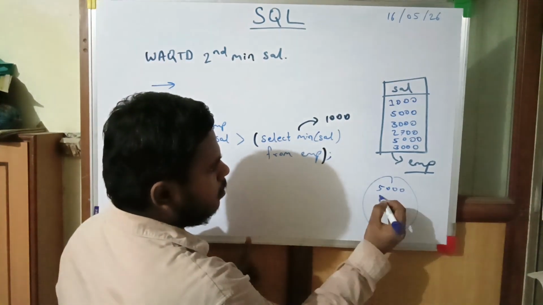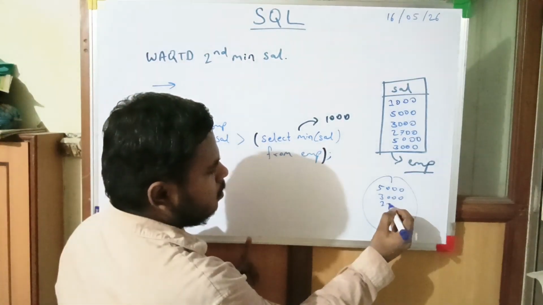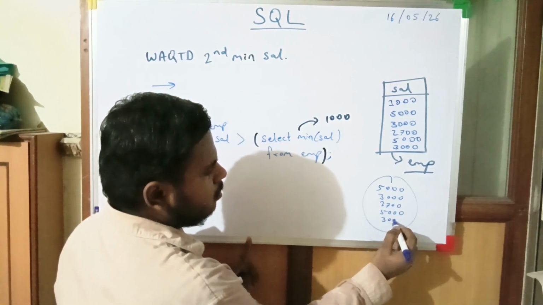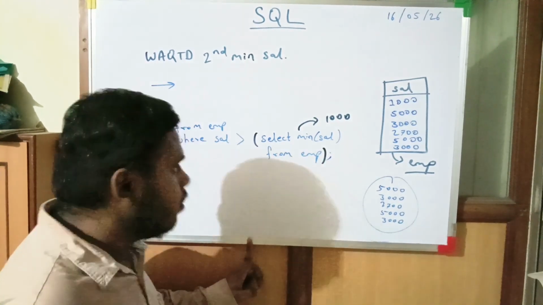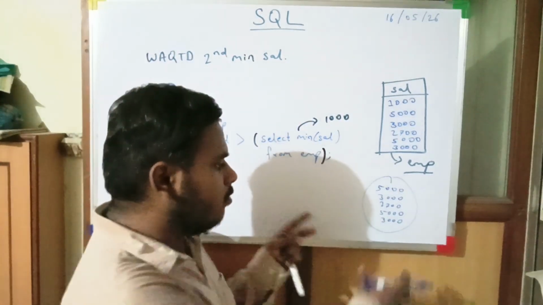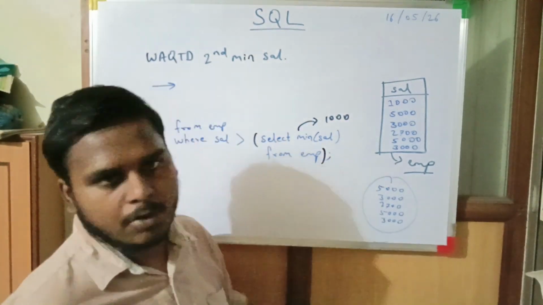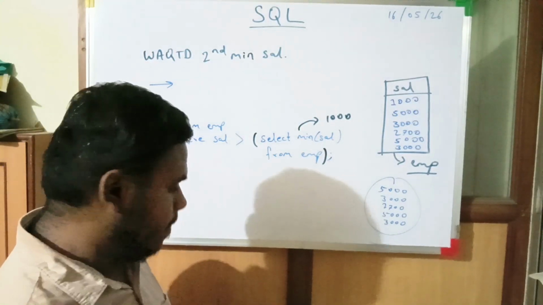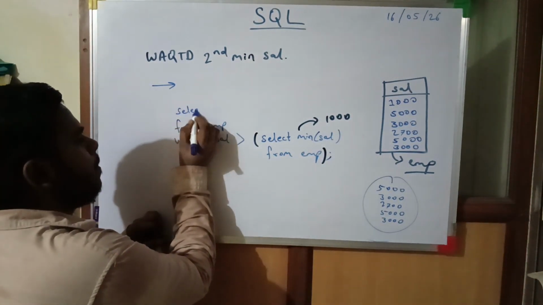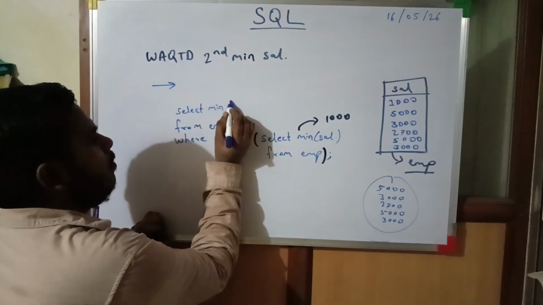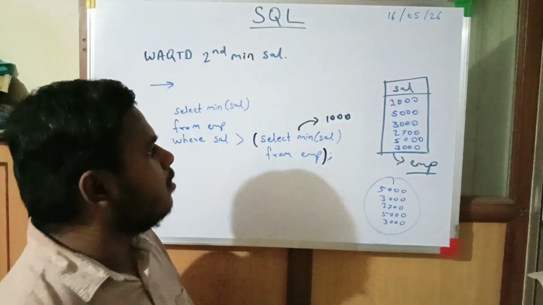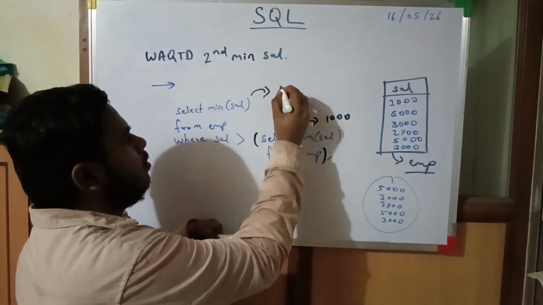Okay. With this, we have got the rest of the salaries: 5000, 3000, 2700, 5000, 3000. Okay. We have got it. Now from this, what I want to filter out, what I want to get. Filter out data is got. From this, I want the minimum salary to get the second minimum. So what will I write? Select min of sal. Now here, what output will come? Definitely 2700.